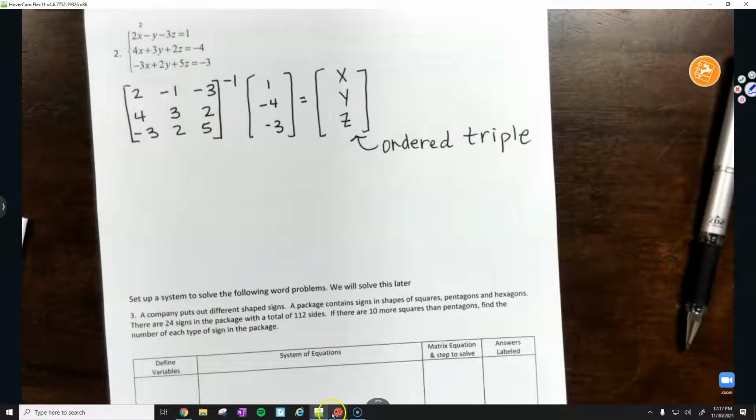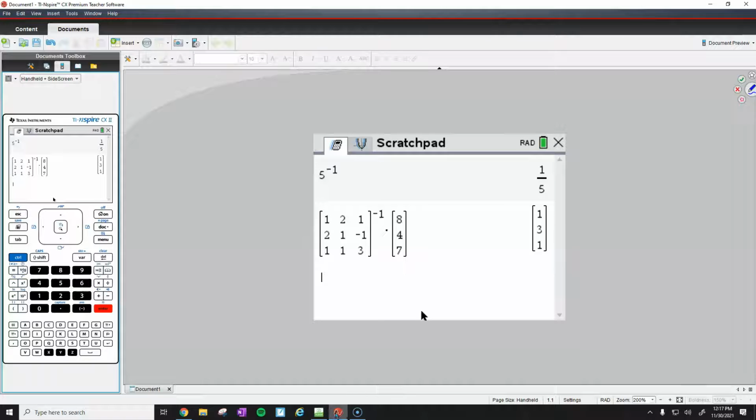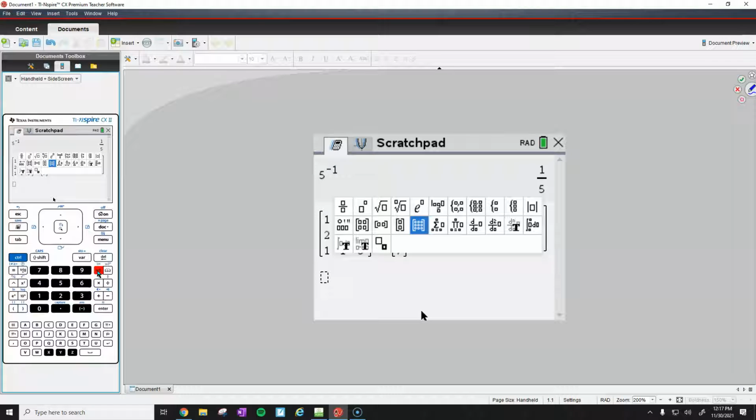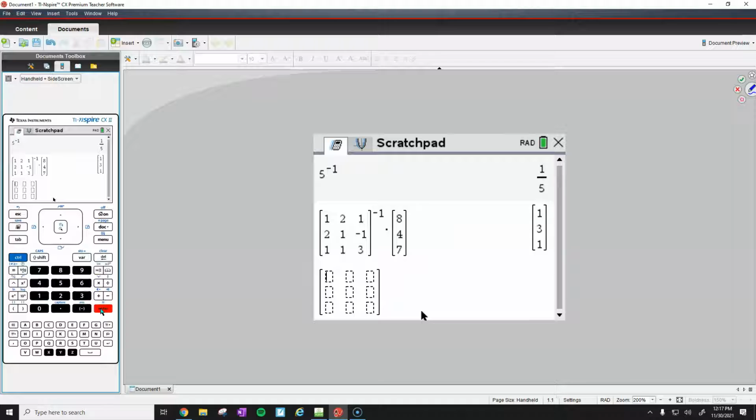Okay, so let me go ahead and type that in. Remember, your matrix template is next to the 9. And for the coefficients, we want it to be a 3 by 3. Y'all, what are those numbers that you wrote down? 2, -1, -3. 2 tab -1 tab -3 tab. Sorry, what was it? 4, 3, 2. -3, 2, 5.